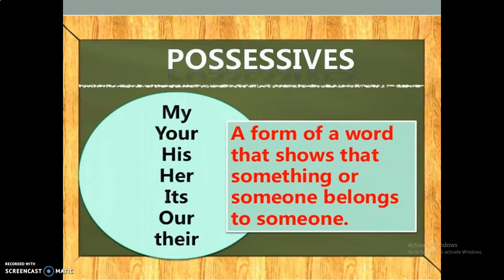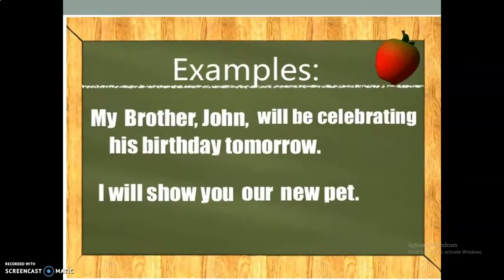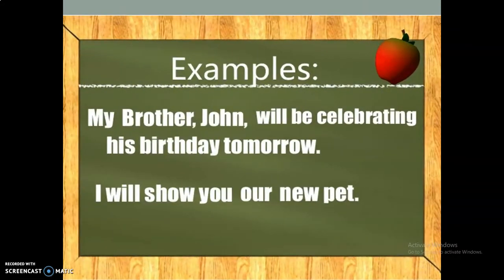Possessives. What are the possessives? My, your, his, her, its, our, their. A possessive is a form of a word that shows that something or someone belongs to someone. Examples: my brother John will be celebrating his birthday tomorrow. I will show you our new pet.